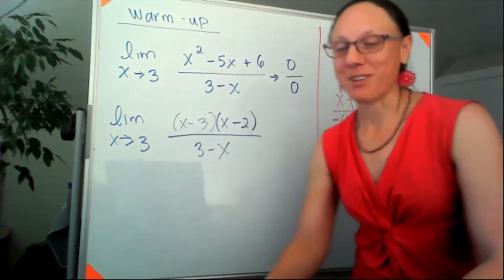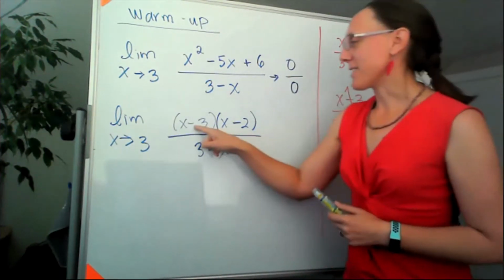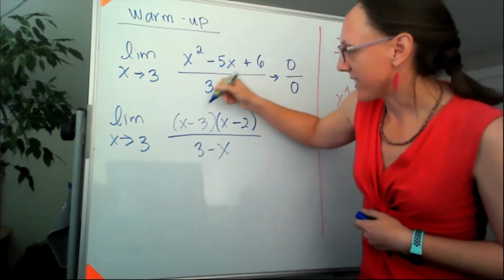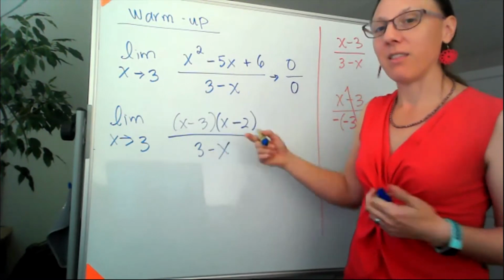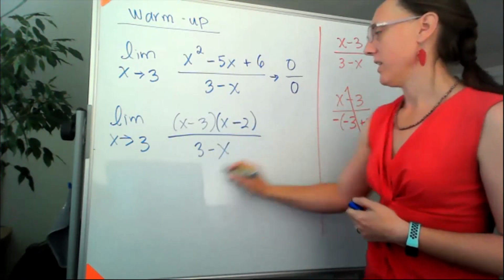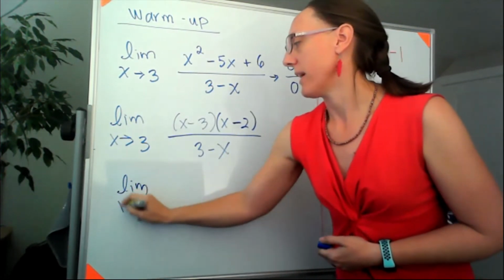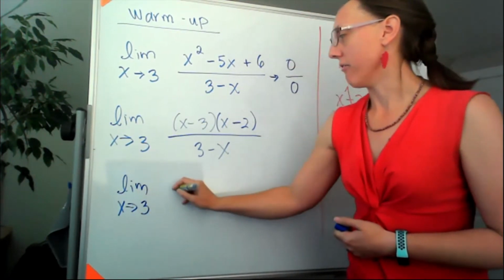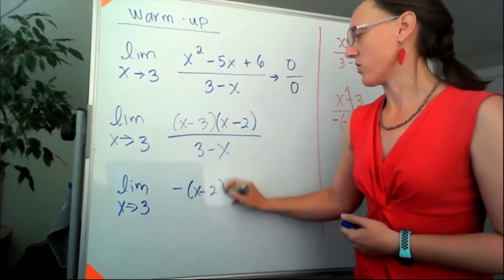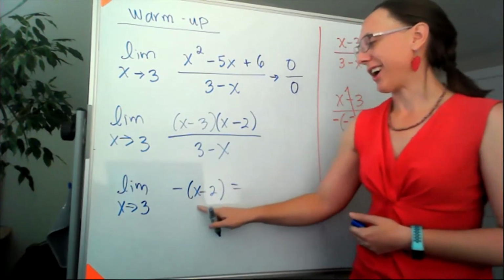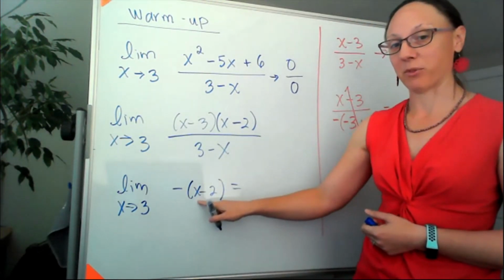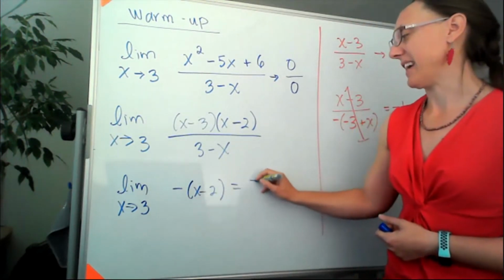In this case, in terms of that limit, that x minus 3 over 3 minus x, in the limit, that's going to go to a -1. So this is equivalent to the limit as x approaches 3 of -x minus 2. So our answer here, now that we're ready to plug in that 3, is actually going to be -1.